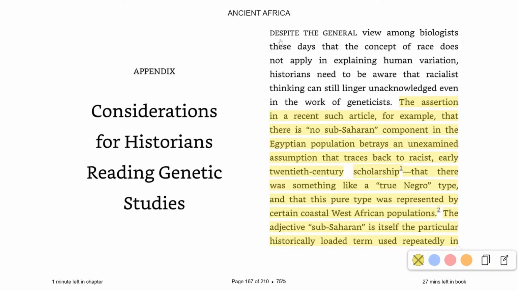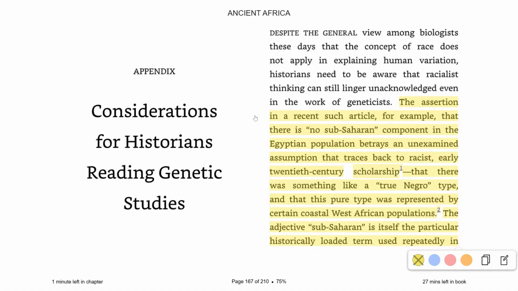Christopher Ehret says, despite the general view among biologists these days that the concept of race does not apply in explaining human variation, historians need to be aware that racialist thinking can still linger unacknowledged even in the work of geneticists. Even Sui Kiyata has peer reviewed data where he explains the bias in genetic studies. Now, this historian, Christopher Ehret, is explaining that there are still racial problems in the genetic studies itself. This is what the peer reviewed data said. It's not my opinion. So let's continue.